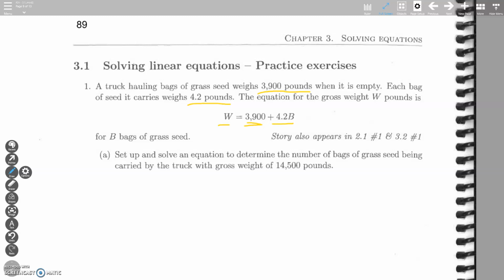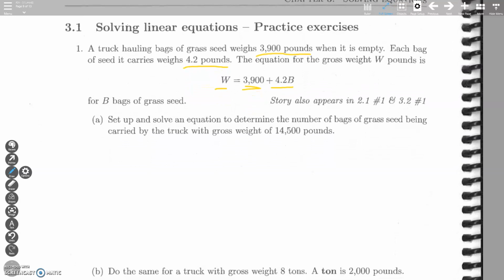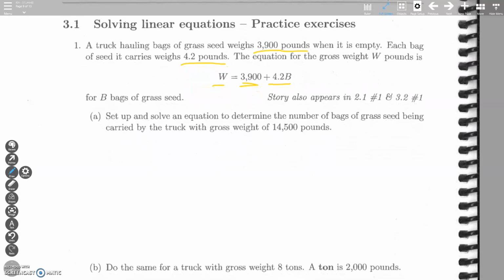So, question A. Question A says, set up and solve an equation to determine the number of bags of grass seed being carried by the truck with a gross weight of 14,500 pounds. Well, I'm going to switch colors here. In this case, we know our total weight of 14,500 pounds, and we need to find the number of bags of grass seed. All right, that's what we need to find.